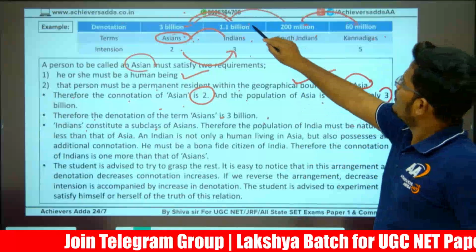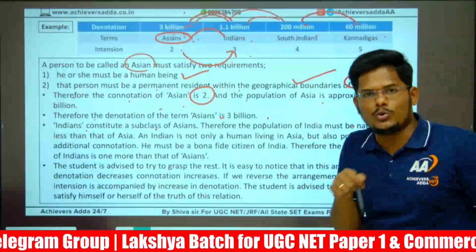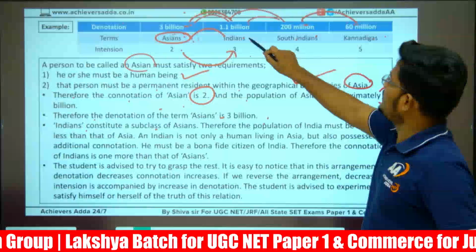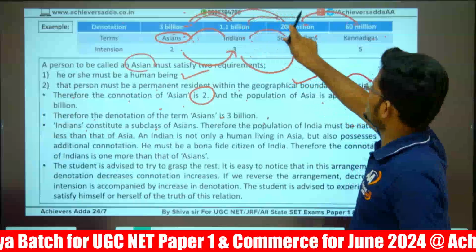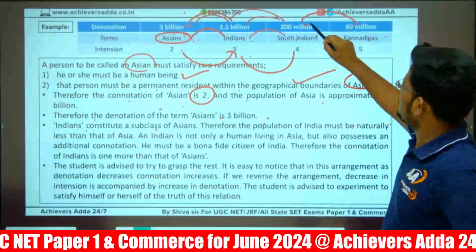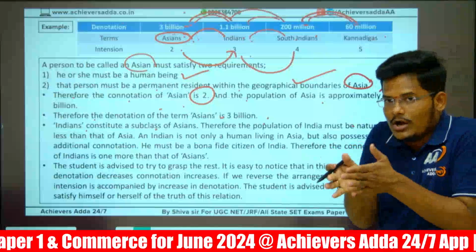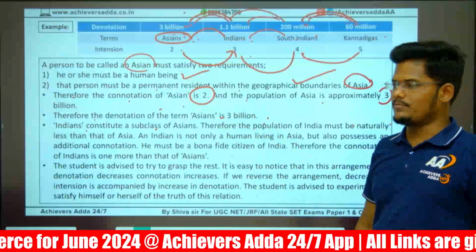Like that, if you go to South Indian, the population will come down to 200 million only. So it will be a sub part of India. That is why connotation is increasing. When denotation is decreasing, connotation increases. When the subclass is getting narrowed down in the denotation, the connotation will increase in number.